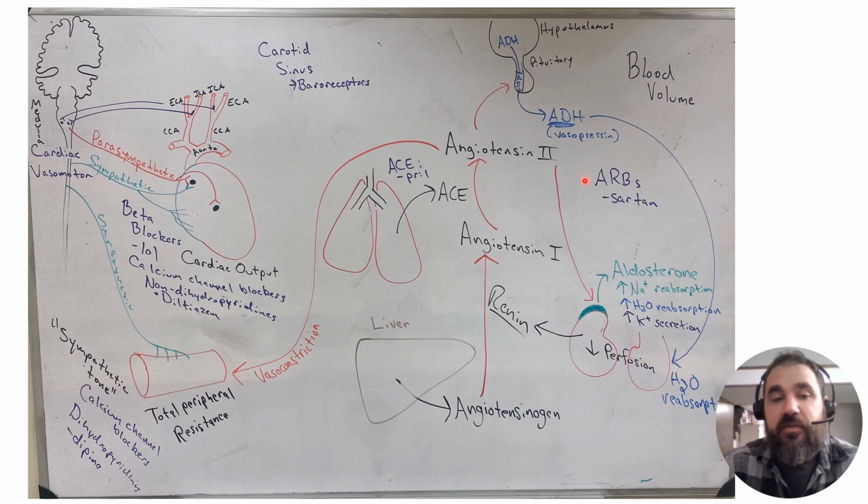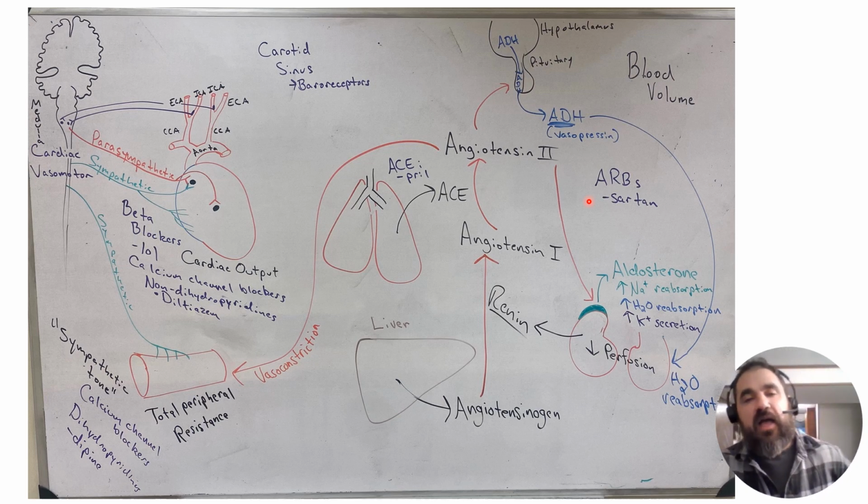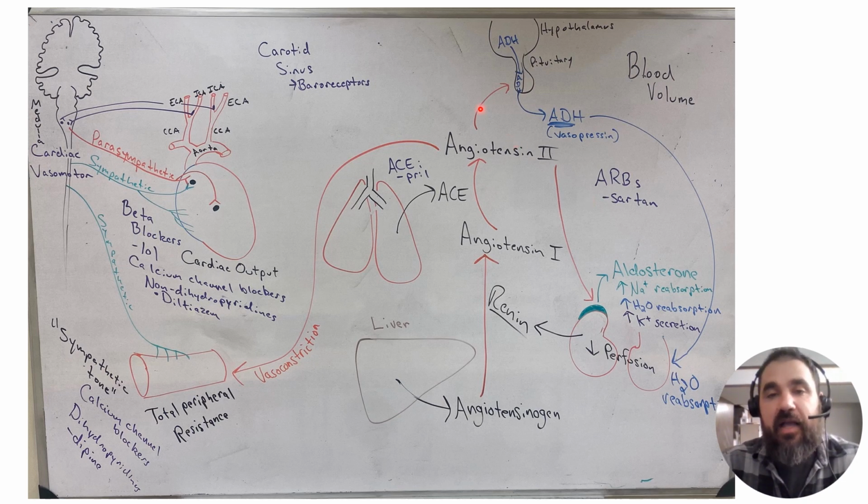Other drugs, ARBs, angiotensin receptor blockers. They end in sartan, like losartan, telmisartan. They're not new, but they came out after ACE inhibitors, and they're going to block the actual binding of angiotensin 2 to these receptors. So they're both going to affect blood pressure. And then we also have things like potassium-sparing diuretics, thiazide diuretics and loop diuretics, but we'll save those for the kidney.